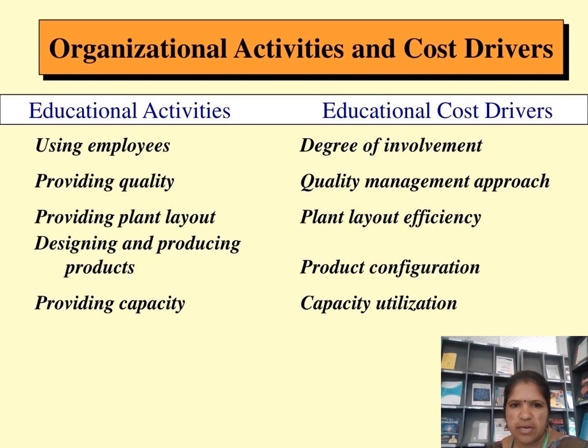Next, we see the organizational activities and cost drivers. Under organizational activities, you have the organizational activities and organizational cost drivers. The activities are employing, providing quality, providing plant outlay, designing and producing product, and providing capacity. The drivers are degree of involvement, quality management approach, plant outlay efficiency, product configuration, and capacity utilization.